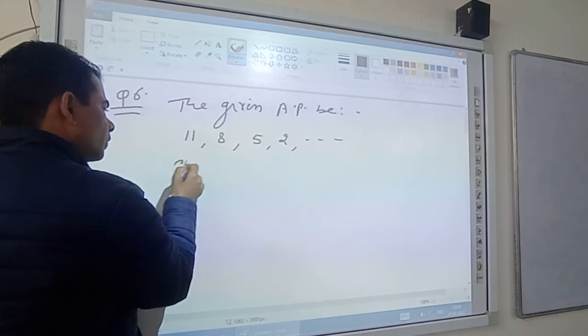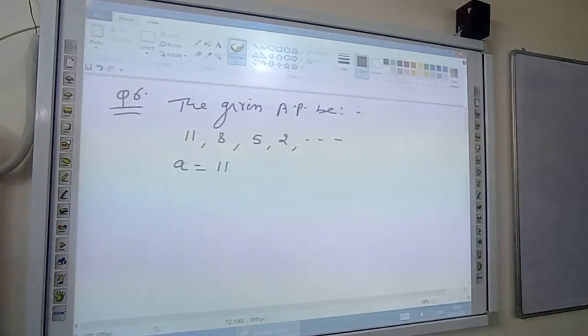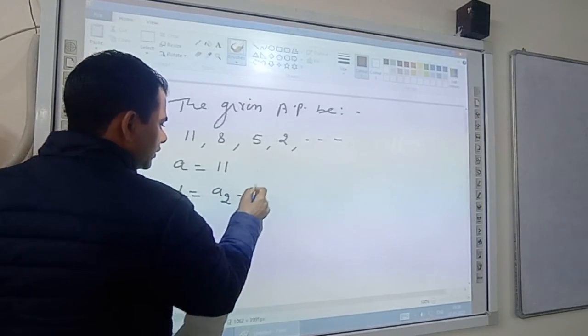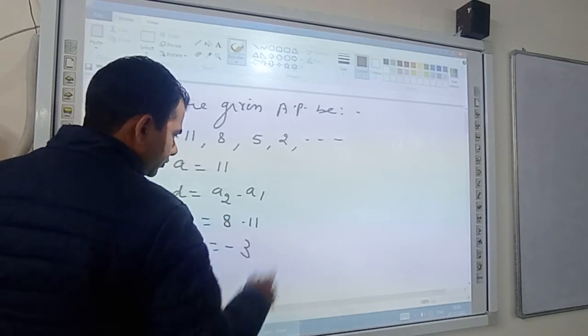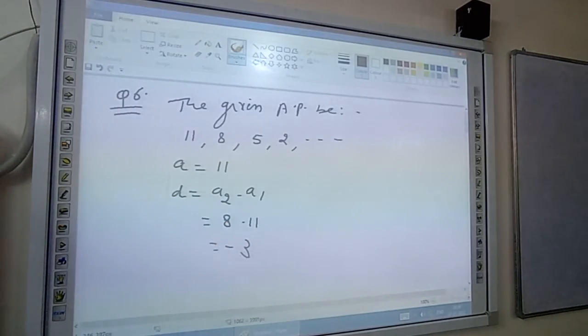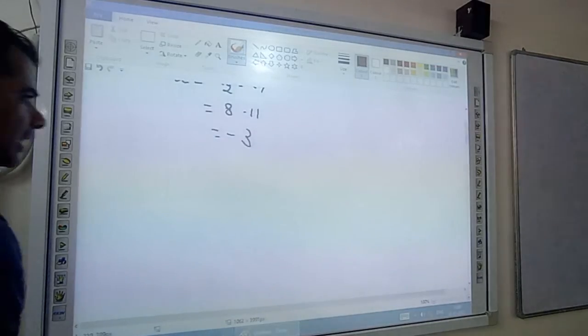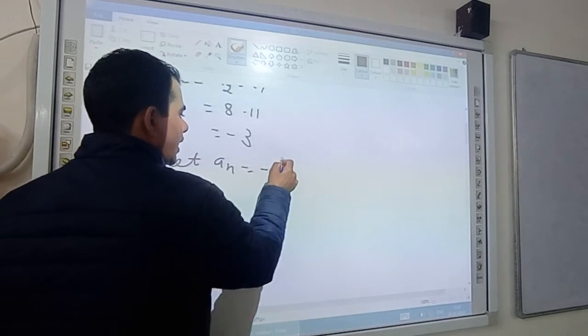What is A? 11. D is A2 minus A1, 8 minus 11, that is minus 3. We have to check whether minus 150 is a term of the given AP or not. Let An be equal to minus 150.